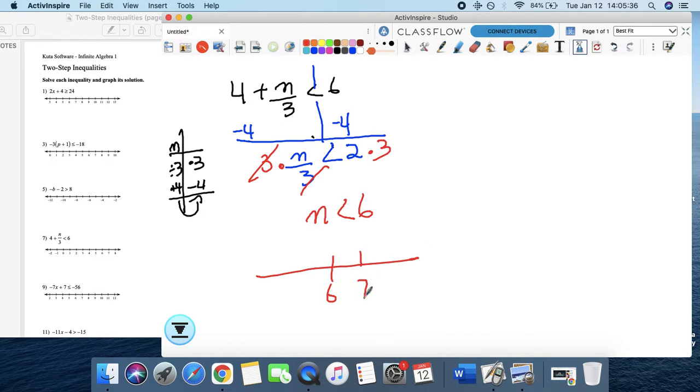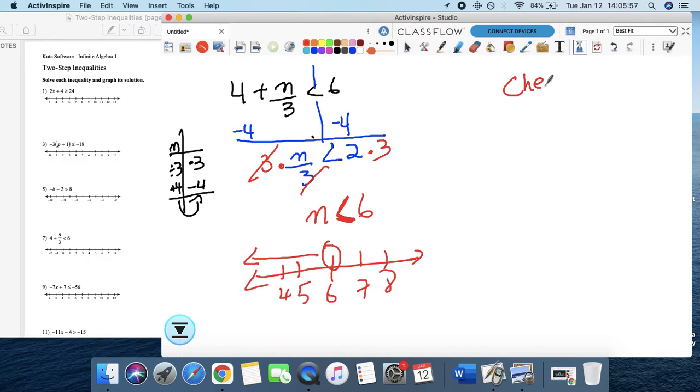6, 7, 8, 5, 4, arrow, arrow, circle on top of the 6. We want numbers less than 6, and they are this way. And notice again, where's my inequality pointing? It's pointing to the left, and so does my arrow. Okay. Let's pick a number.